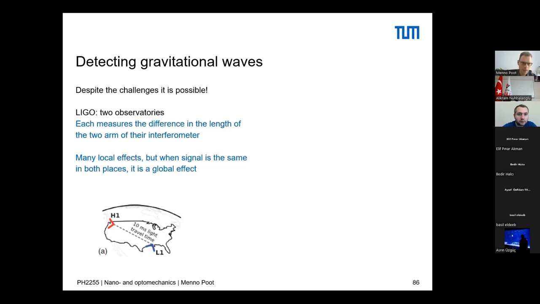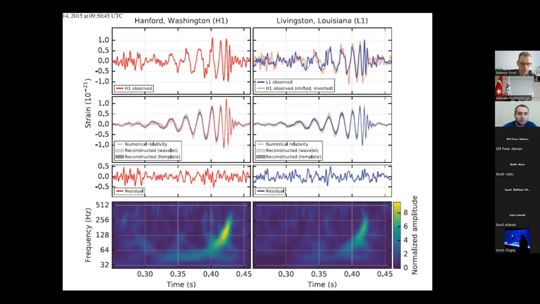And here we see the time trace from the two observatories: Hanford, Washington on the left, and Livingston, Louisiana on the right side. This was taken in 2015 at day 14 of some month. I think that is cropped off, but it is one instance in time. Here we see the signal coming from Washington, and here in blue the signal coming from Louisiana. You can see that in this case, it is really nicely coinciding.